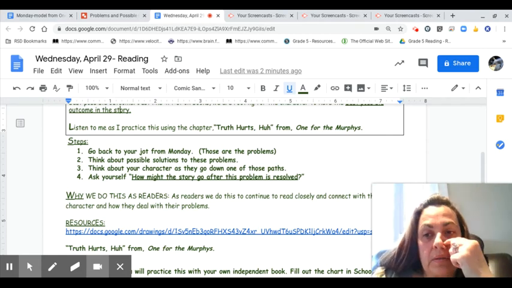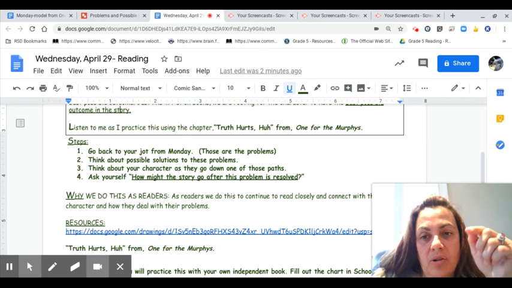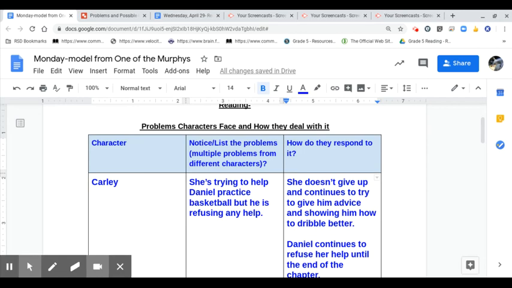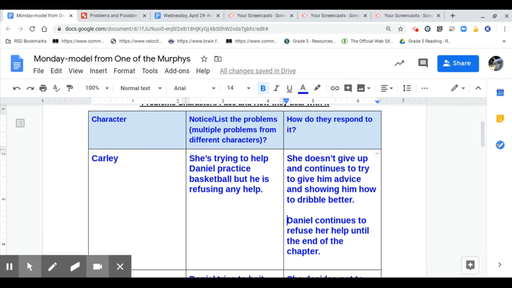So the first step is going to be for us to go back to Monday's notes. Those are the problems. So I want you to take a look at what I did here. I kind of did my own for One for the Murphys. So Carly, list the problems or multiple problems from different characters. Here I just focused on the initial issue within the chapter, which is, or problem, is that she's trying to help Daniel practice basketball, but he's refusing any help from her.